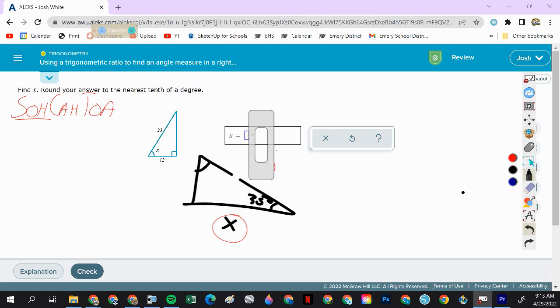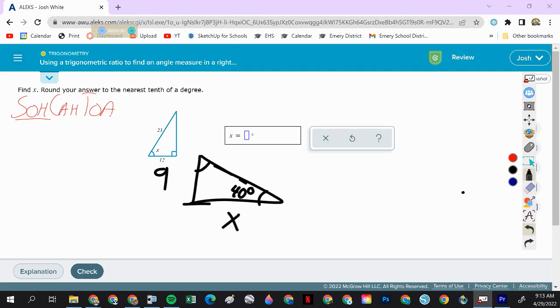Let's change it just a little bit. Let's just draw a new triangle. Let's say this is 40 degrees, and this is X, and this is 9. Which ratio do I need to pick to solve for X? This is O, and this is A, so I need to choose tangent. The tangent of 40 is 9/X.